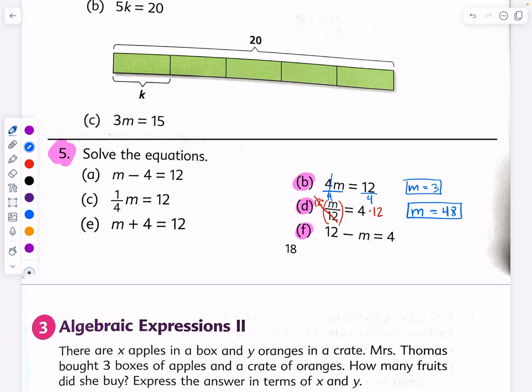Finally, example F. 12 minus m gives you 4. Again, I know you're going to tell me that m must be equal to 8, and you are correct. But if we do use the same strategy, the same method of isolating the variable, first, get rid of the 12 on the left, reduce it to 0. What we do to the left, we must do to the right. 4 minus 12, what do we have? We have minus m, or negative m, equals negative 8. Yes, that's just a negation. Let's negate that answer to get the positive m, and m is equal to 8. I hope these examples helped you.